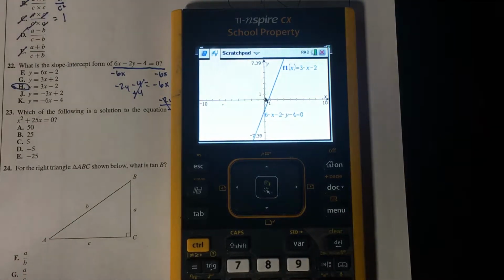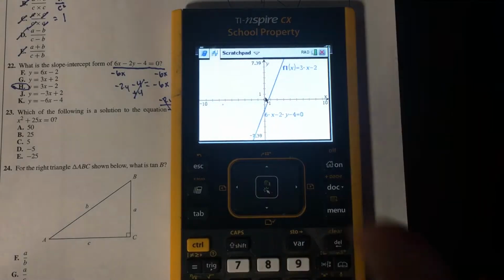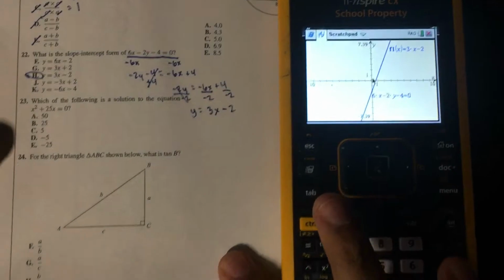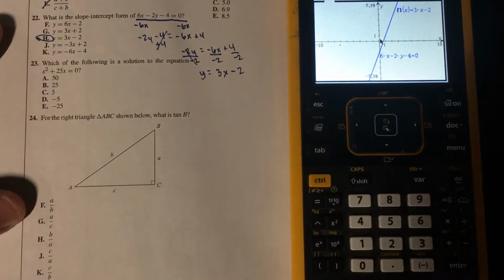So that's another way you could have gone about this. Maybe that's easier for you since you have the calculator. Personally, I like this way because it's just faster for me. However you want to do that.